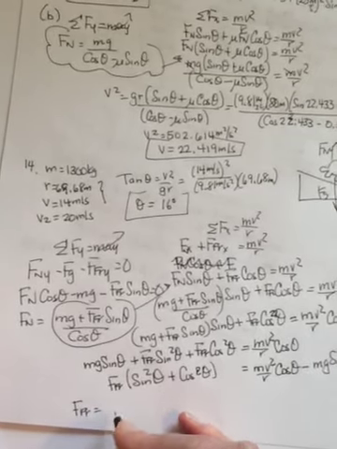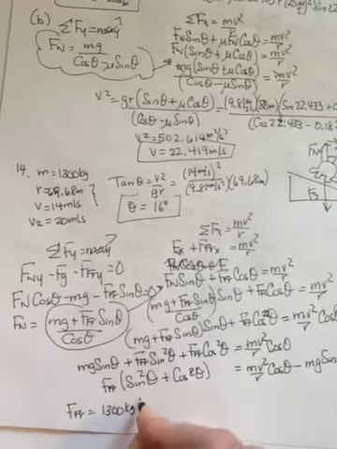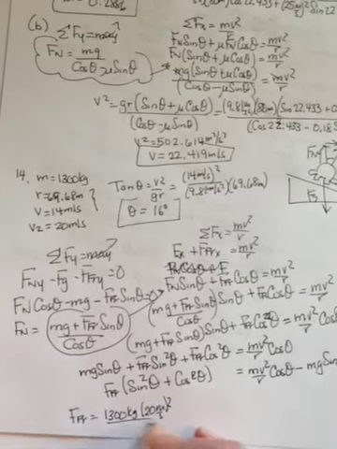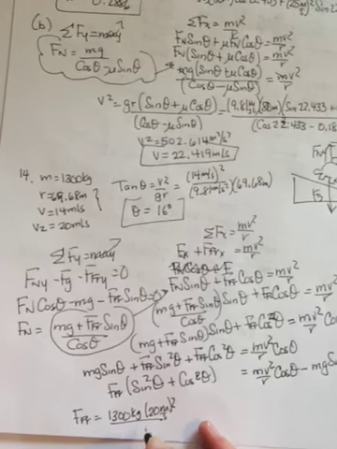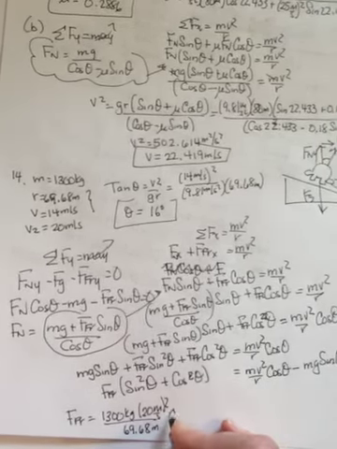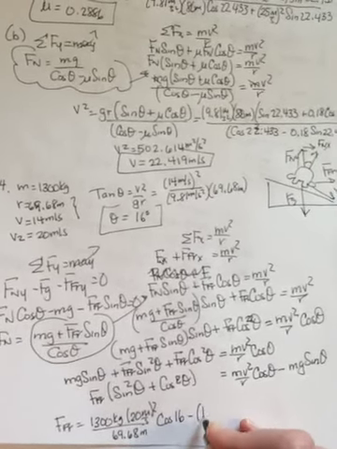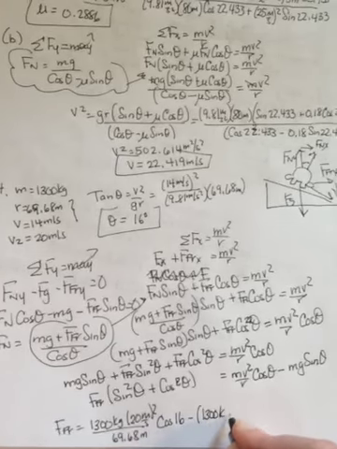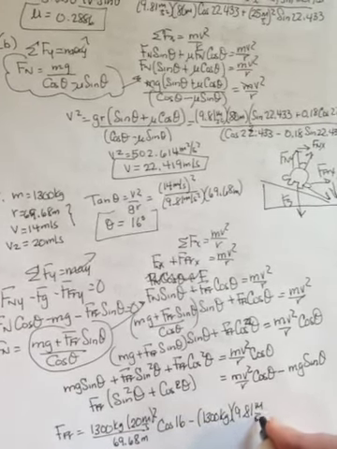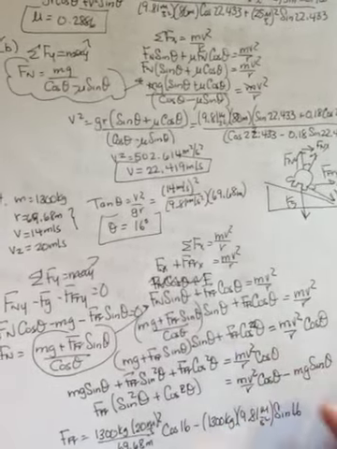So fill in. Your mass was 1,300 kilograms. Your speed was 20 meters per second. Your R was 69.68 meters, and your angle was pretty much 16 degrees, minus 1,300, 9.81 meters per second squared, and your angle 16 degrees.